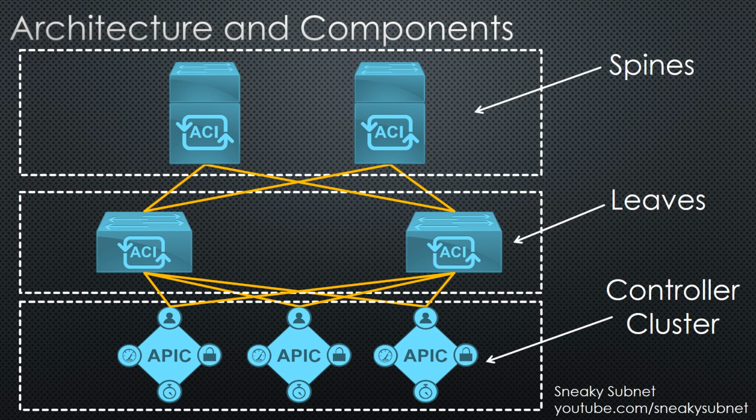There are some rules which dictate how ACI components should be connected to each other. There are no connections between leaves, there are no connections between spines. Each leaf is connected to every spine directly. All endpoints and external devices are connected to leaf switches. But as always, we have some exceptions. For example, we do connect external devices directly to spines when we do multipod or multisite.